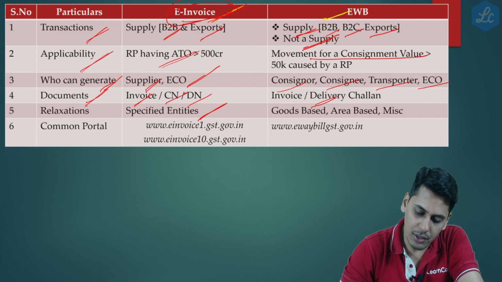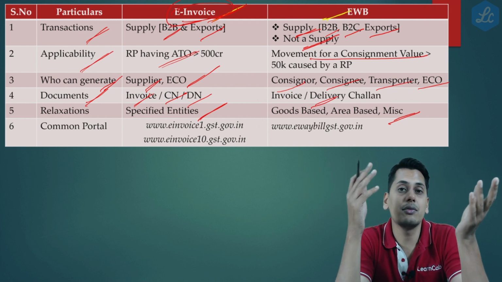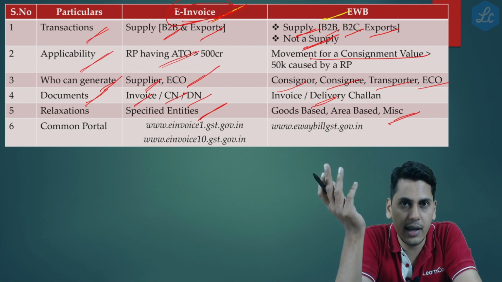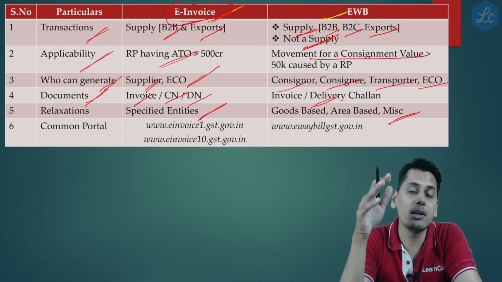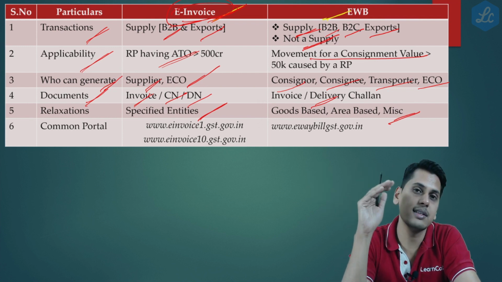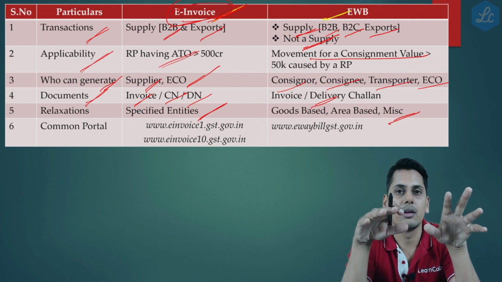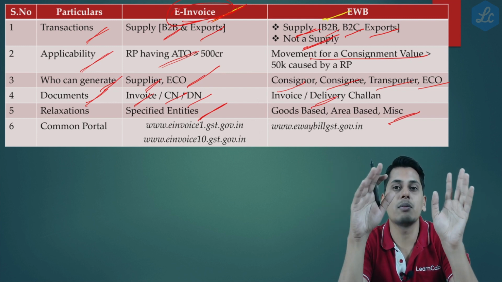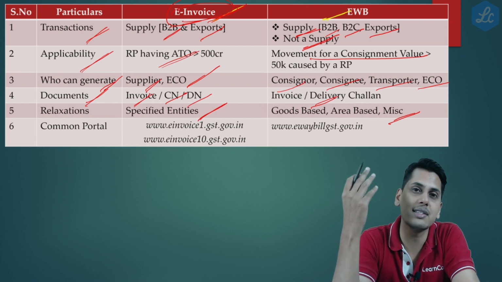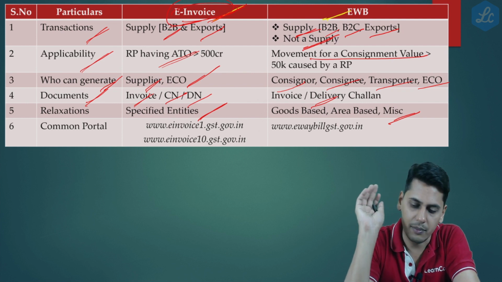Is there any relaxation for e-way bill? Yes, there is goods based relaxation. Say for example, in case of exempted goods other than de-oiled cake, e-way bill is not required. However, friends, for exempted goods, is e-invoice required? The answer is yes, e-invoice is required if the person is notified. If the person who is supplying these exempted goods is notified for the purpose of 48 sub rule 4, and if it is a B2B supply, even for exempted goods, e-invoice is required.